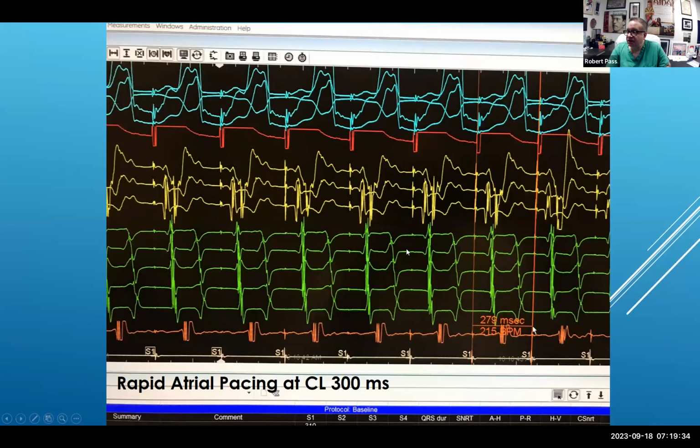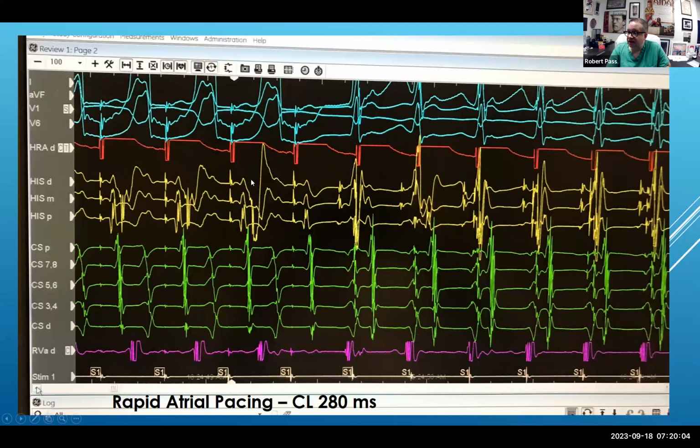Here we are, and we are at 280 milliseconds. It says 300, but it's decrementing on the page itself. But here we are at 280 milliseconds, and we are still conducting via the accessory pathway. We still see this very tight AV interval. We still see pre-excitation, and we see how much earlier the ventricular electrogram in the His is than the V electrogram in the coronary sinus.